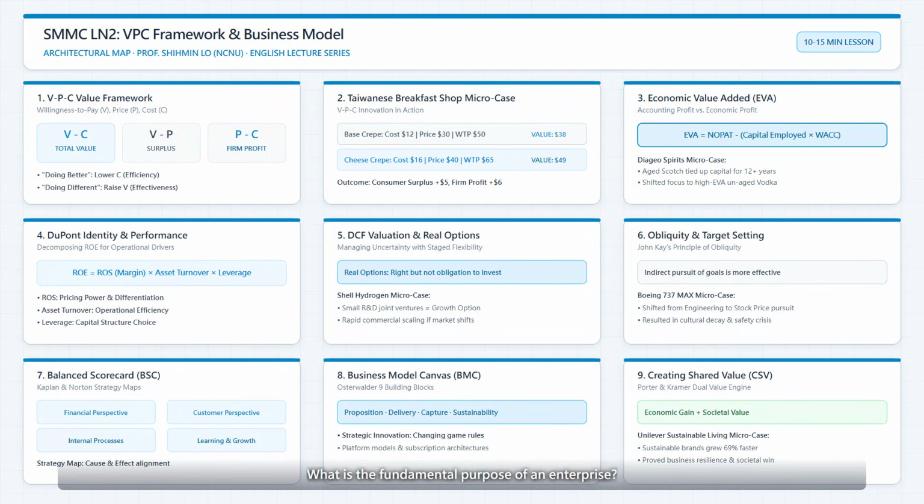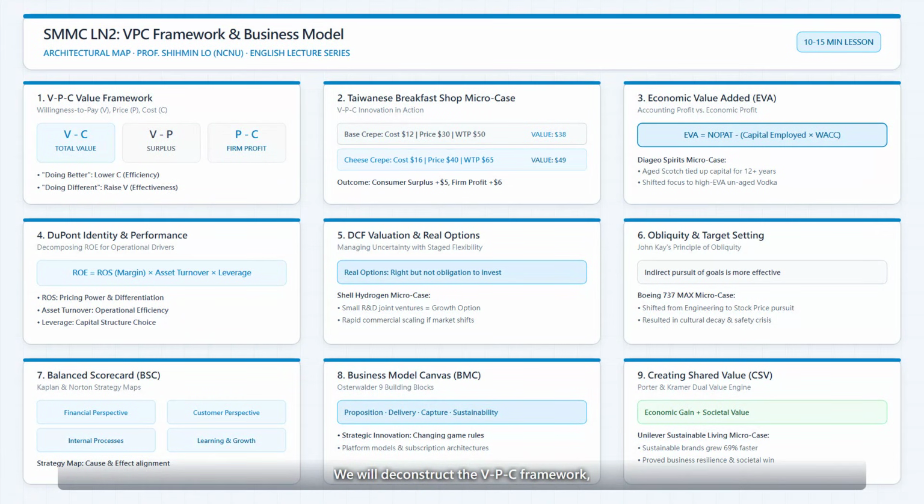What is the fundamental purpose of an enterprise? While organizations pursue diverse social, technological, and institutional missions, strategic management recognizes one universal underlying objective: the imperative to create economic value. Over the next 10 to 12 minutes, we will systematically examine the complete value creation chain.